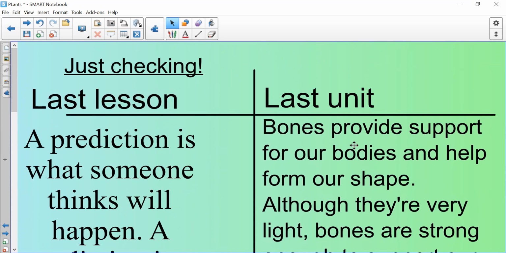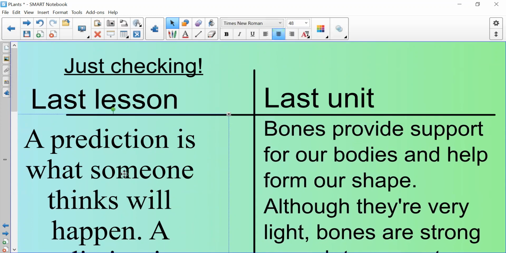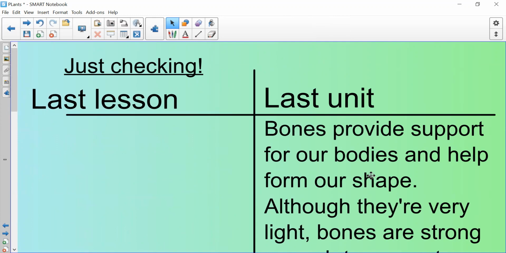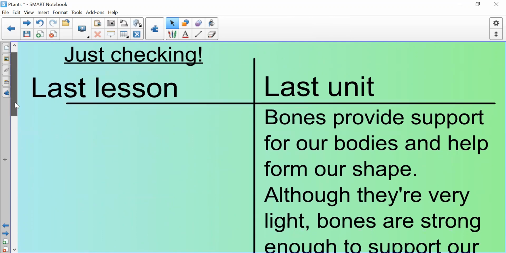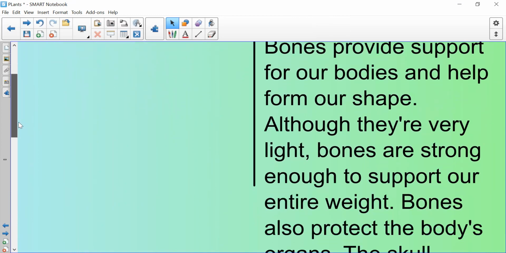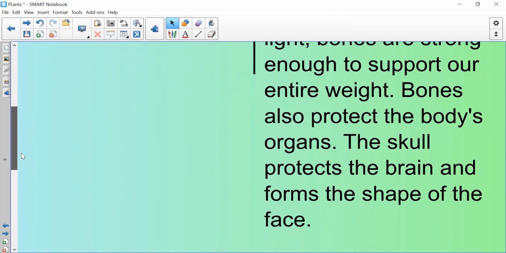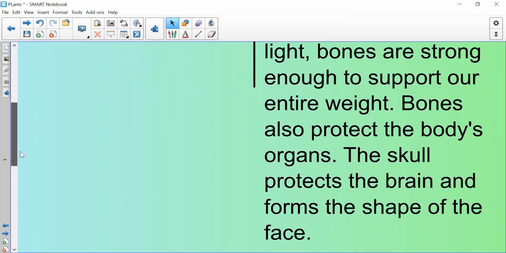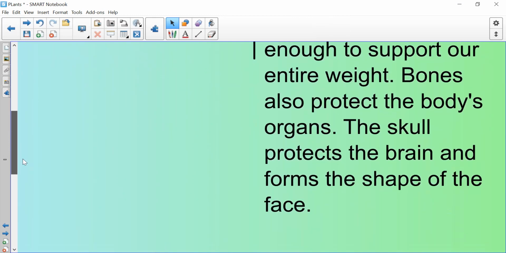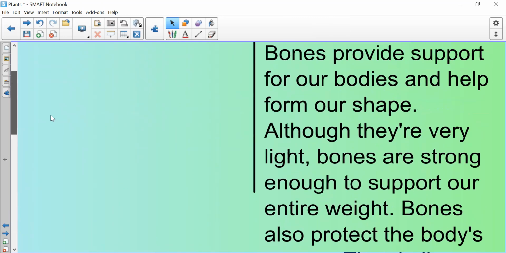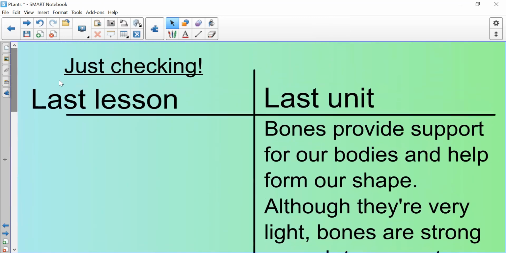Now from last unit, bones provide support for our bodies and help form our shape. Although they're very light, bones are strong enough to support our entire weight. Bones also protect the body's organs. The skull protects the brain and forms the shape of the face. So well done if you got any of those points right.